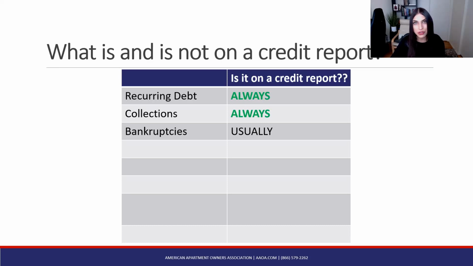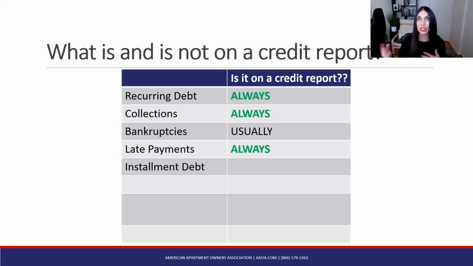Bankruptcies are usually, I would say almost always, going to be on the credit report unless it's very recent. Then there might be some lag time on that. Late payments on any credit cards or loans are always going to be on the credit report. Installment debt, which would be like an auto loan, where you have a certain amount of money that you've taken out and you have to make monthly payments until you pay it off, or a mortgage, for example, that's always going to be on the credit report.